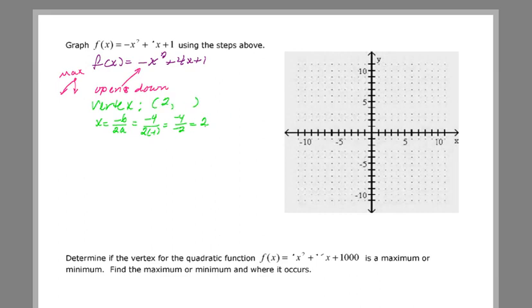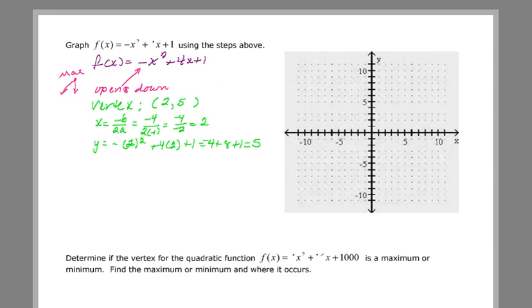But I have to find its partner, and I find it by plugging in a 2 everywhere I have an x. So the partner to this will be -(2)² + 4 times 2 + 1. So this will be -4 + 8 + 1, which ends up being 5, doing the arithmetic. So I have a vertex at (2, 5).